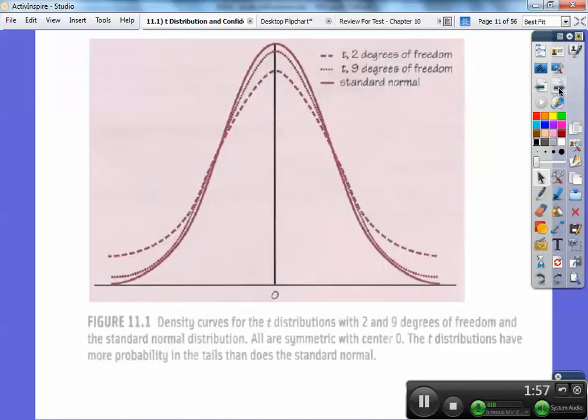See this figure right here. The solid line is the standard normal curve. The bigger dotted line, the one that's a little bit lower, is when we had degrees of freedom of 2. That means your sample size was 3, because degrees of freedom is n minus 1, so 3 minus 1. And this smaller dotted one is really close to the standard normal curve, and that was when there were only 10 in the sample, degrees of freedom being 9, 10 minus 1. So it gets very close, you guys.